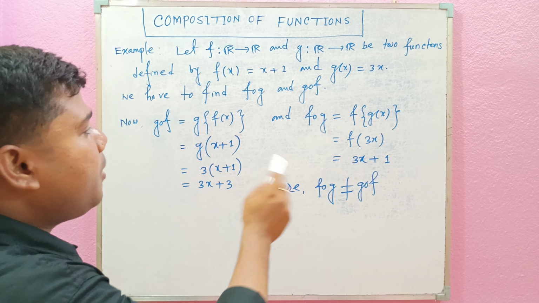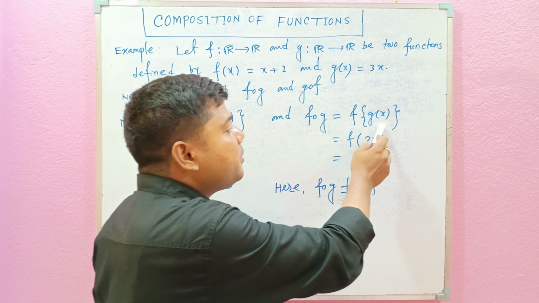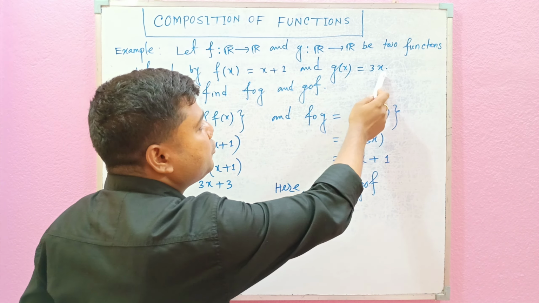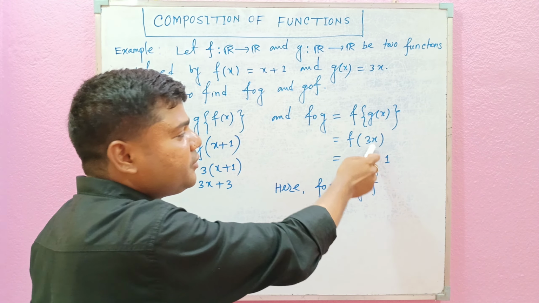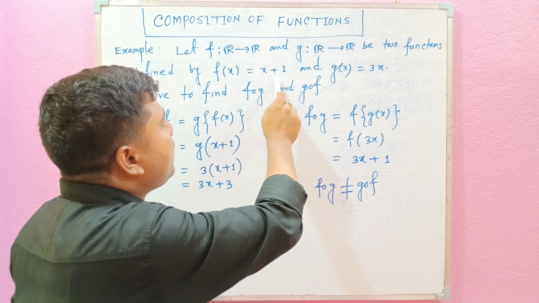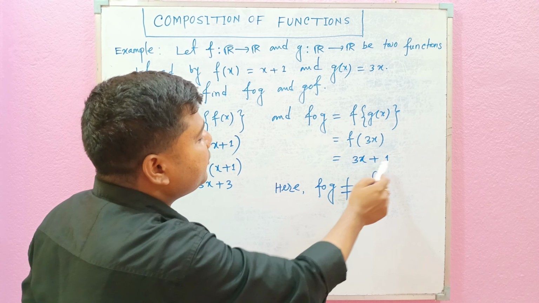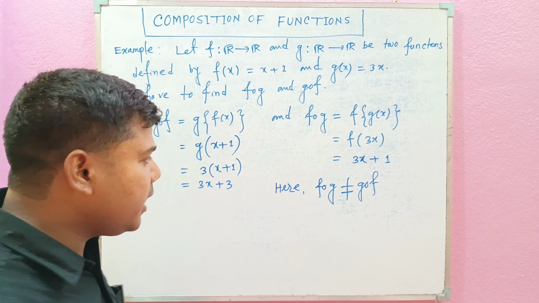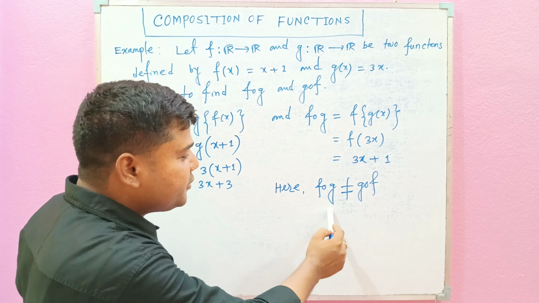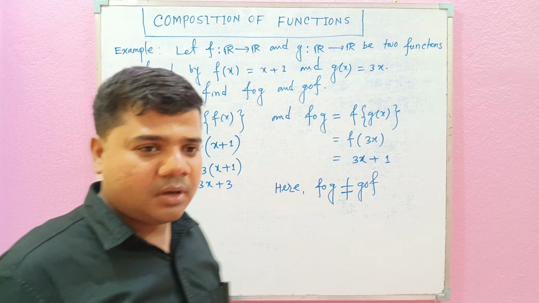For f compose g, it becomes f of g of x. In the place of g of x, we put 3x. f of x is equal to x plus 1. So f of 3x becomes 3x plus 1. Here we see that f compose g and g compose f are not equal.